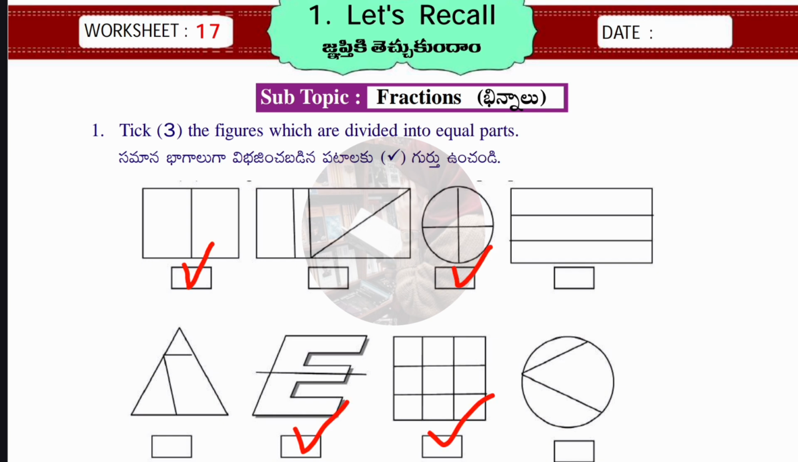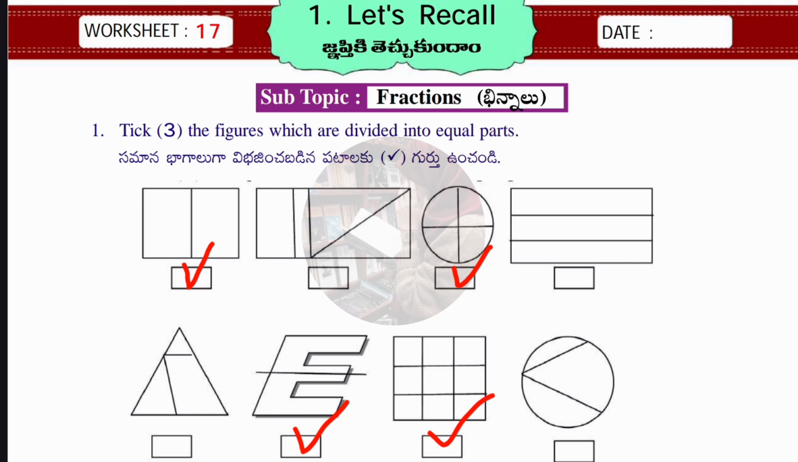So first one is square. Okay, that one is divided equally. That's why I put tick mark. Second one is wrong. Third one is right. Okay, so four parts are divided in a circle equally. So that's why it is also right. Next, fourth one is wrong. Then fifth one is also wrong.